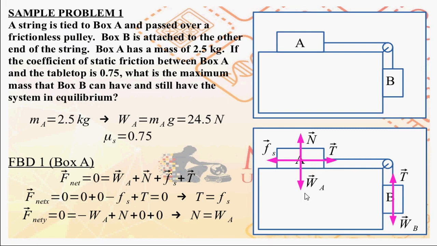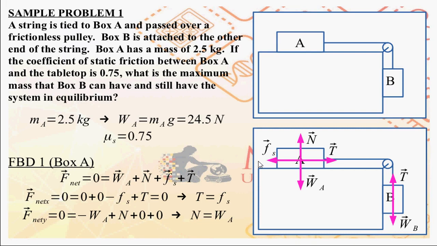Okay? We are looking for the maximum mass of B and still have the system in equilibrium state. So the problem itself tells us that the system is in a state of equilibrium. The total acceleration of the system is equal to 0. The system is at rest, so this is static equilibrium.